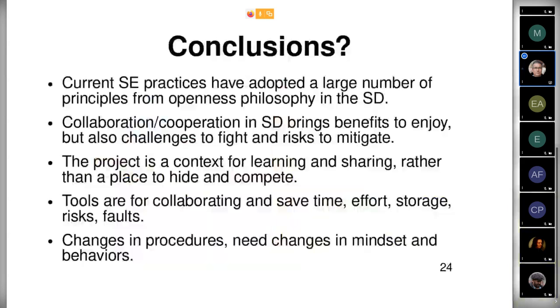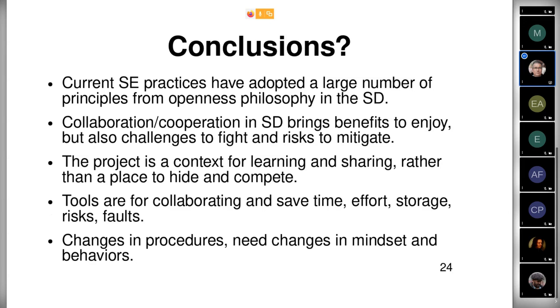As a conclusion, we can say 5 important ideas. The first one is that, like I said, current software engineering practices have adopted a large number of principles from the openness philosophy in software development. It is the free and open software philosophy. The second main idea is that collaboration and cooperation in software development bring benefits to enjoy, but also, and it is really important to notice that, bring challenges to fight and risks to mitigate.